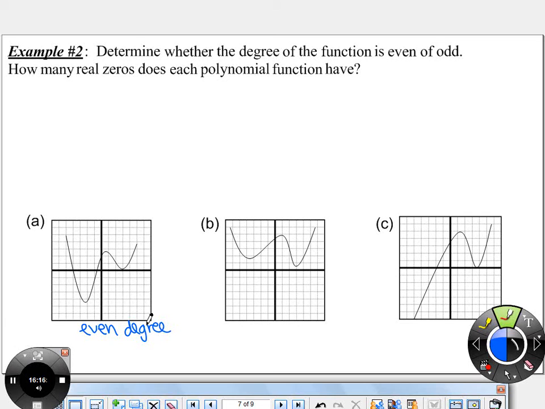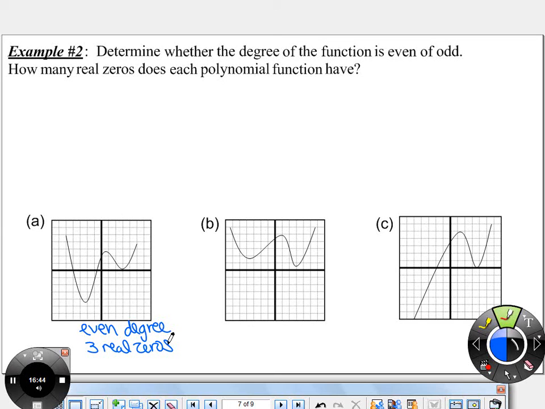Aoife? Good. The end behavior is the same. Okay? All right. How many real zeros would this function have? Hannah? It has 3, but it could have 4. Okay. Good. This function has 3 real zeros because I see it hitting the x-axis at 3 different places. It could have more, but we're just identifying the real zeros that we see.